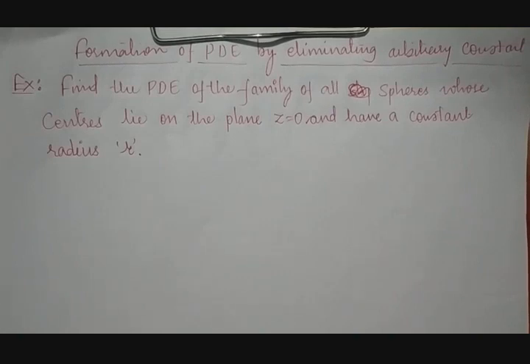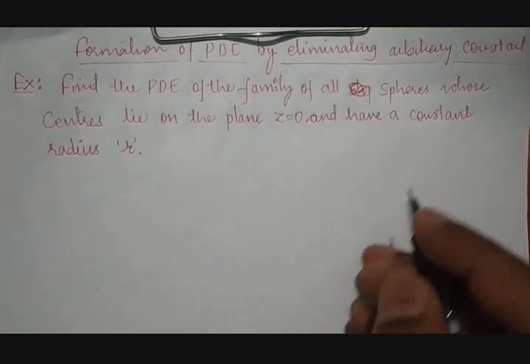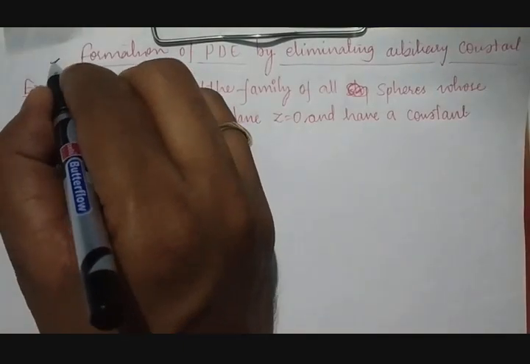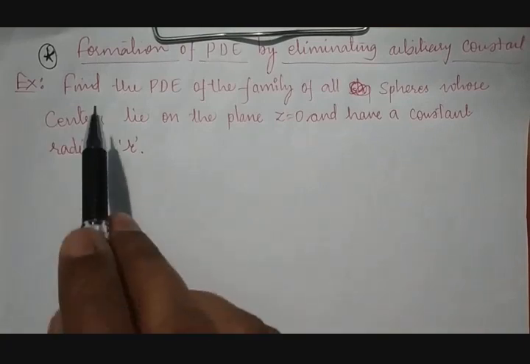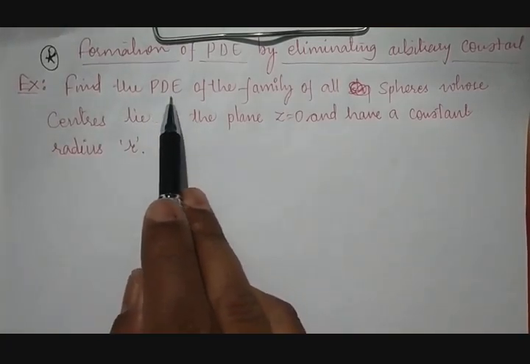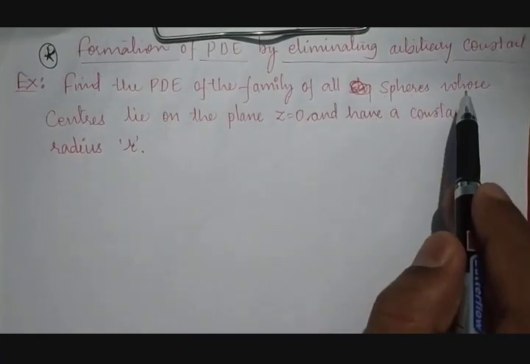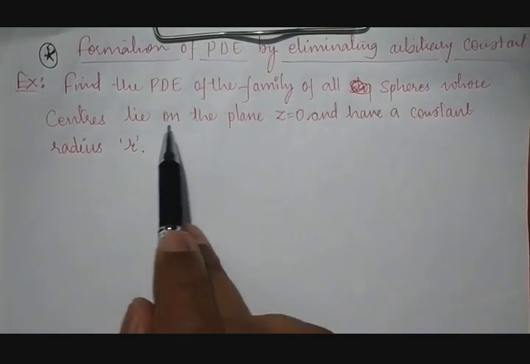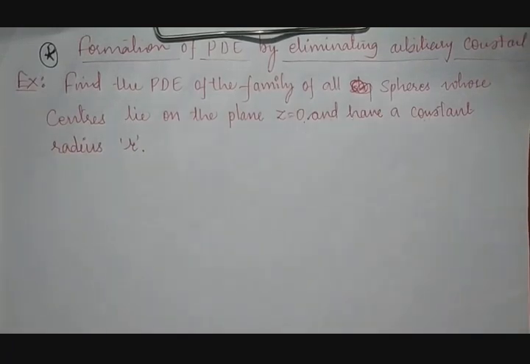Let us discuss one important example on formation of partial differential equation by eliminating arbitrary constant. This is quite interesting as well as very important example because many times this question is asked in the examination also. What it says: find the partial differential equation of the family of all spheres whose center lies on the plane z equal to 0 and have a constant radius.